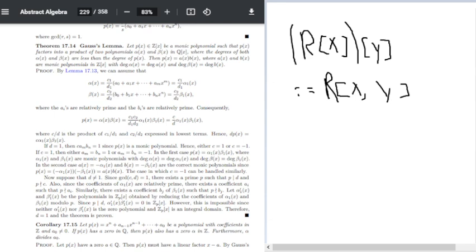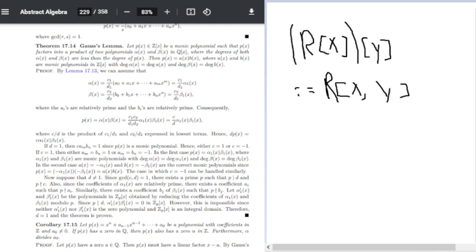Proof. By lemma 17.13, we can assume that alpha of x is equal to c1 over d1, a0 plus a1x plus all the way on to plus amx to the m, is equal to c1 over d1 alpha1 of x, and beta of x is equal to c2 over d2, b0 plus b1x plus all the way on to plus bnx to the n, is equal to c2 over d2 beta1 of x, where the alpha i's are relatively prime and the beta i's are relatively prime.